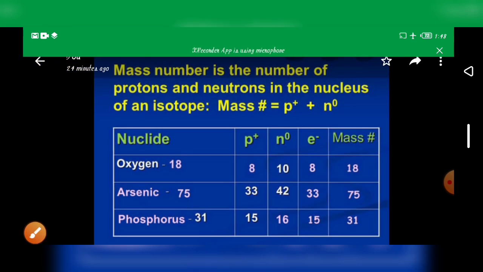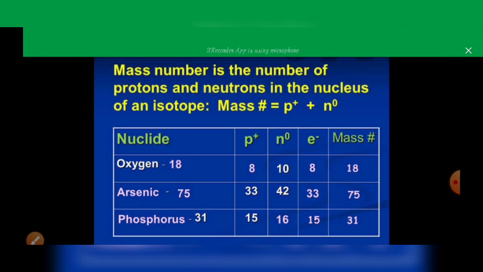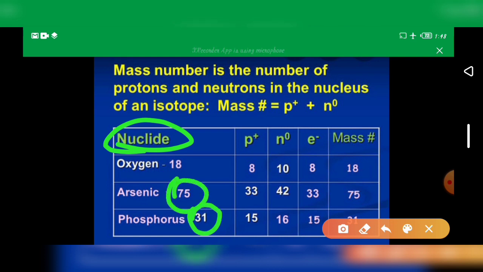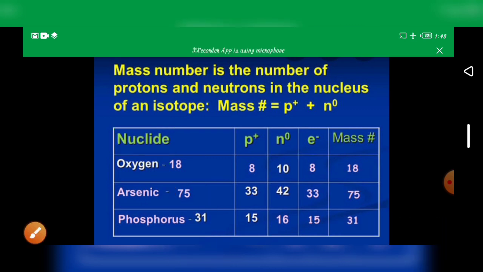Next, I have written again: how will you calculate for oxygen-18? They have given nuclide; nuclide means the nucleus. It consists of a nucleus, that is oxygen-18, arsenic-75, phosphorus-31. From that you have to calculate protons, neutrons and electrons. You know very well 18 is the atomic mass. From that you have to calculate the neutron, proton and electron.